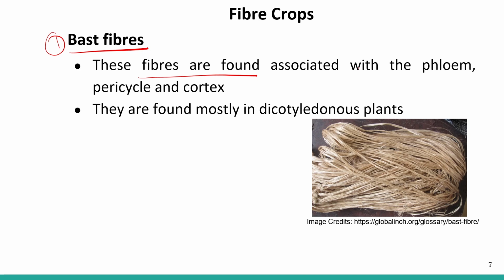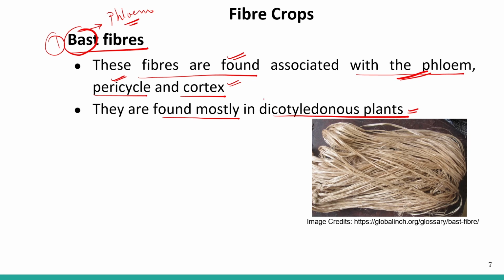These fibers are found associated with the phloem, pericycle, and cortex. The name Bast is for the phloem part of the vascular bundle, right? So the fibers are found associated with the phloem, pericycle, and also the cortex. They are found mostly in dicotyledonous plants. So we obtain this from dicotyledonous plants. This is one of the very important parts, that is, the bast fibers, right?